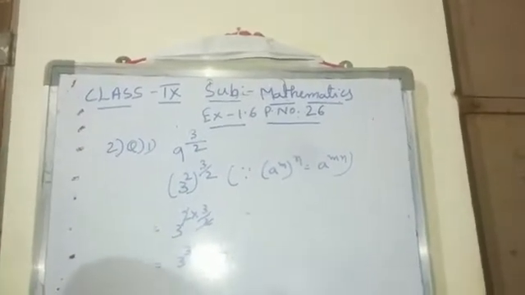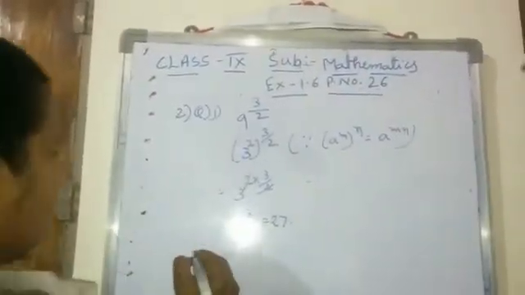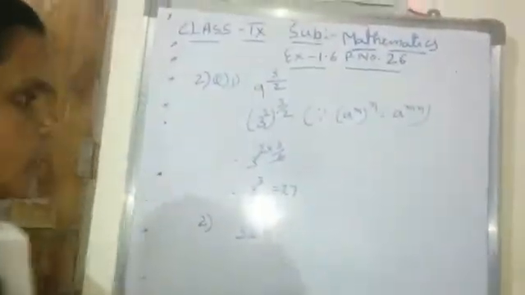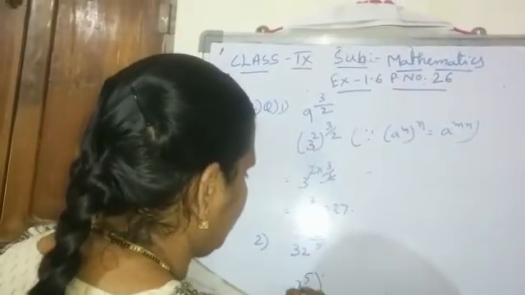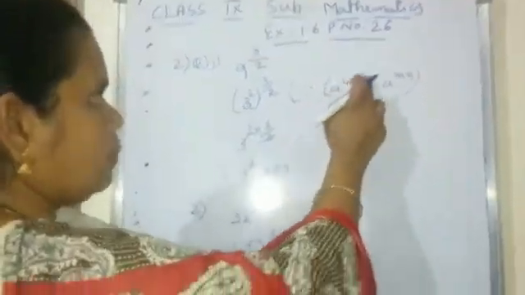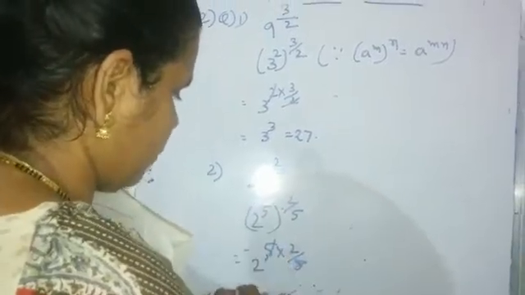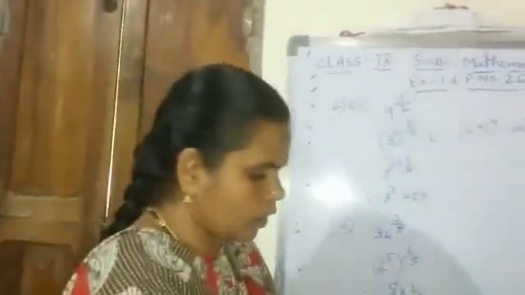See next one, 32 to the power of 2 by 5. See children, already we discussed it in the previous problem. 32 can be written as 2 power 5 by using prime factorization. So applicability of the same law, (a^m)^n is equal to a^(mn). So 2 into 5 to the power of 2 by 5. So 5 and 5 will be cancelled. It becomes 2 square, which is equal to 4. Now see, third question is homework for you children.